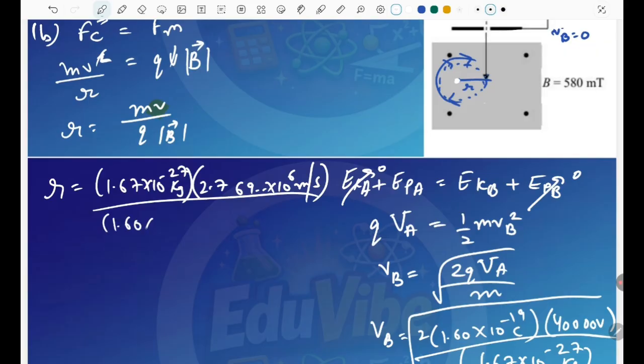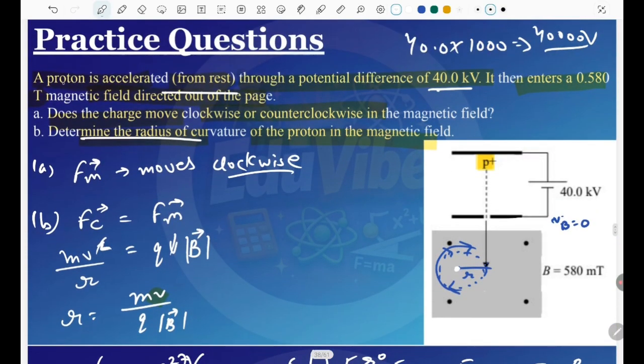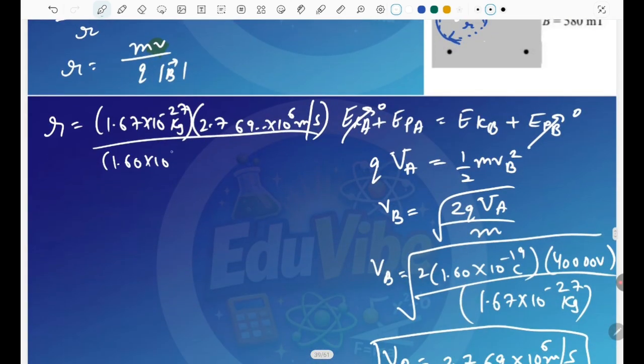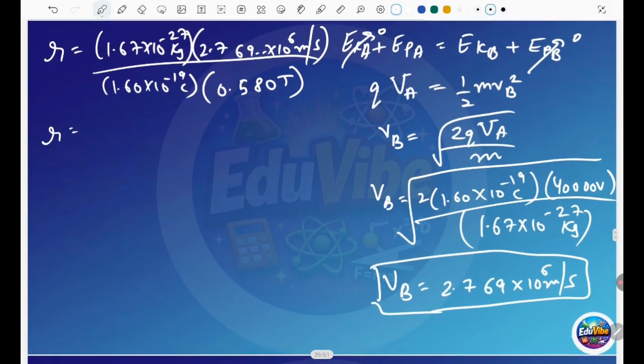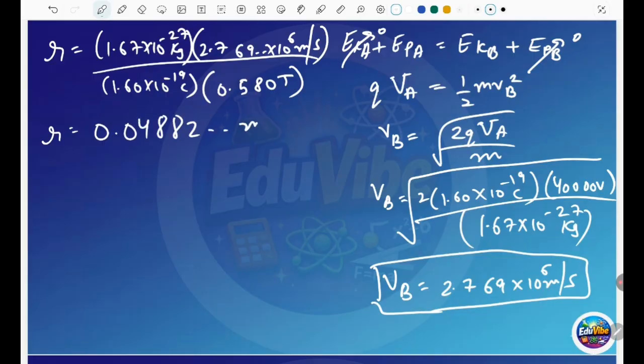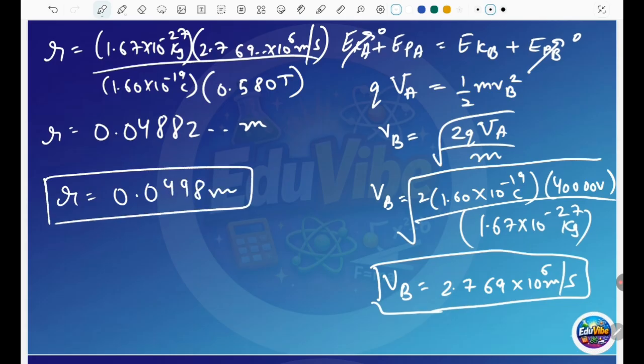q is the elementary charge, since the proton has 1e positive. And B we also have, which is 0.580. So from here, when we calculate, we get the radius of 0.0498 meters. So this is the answer. This is the radius of curvature we had to find.